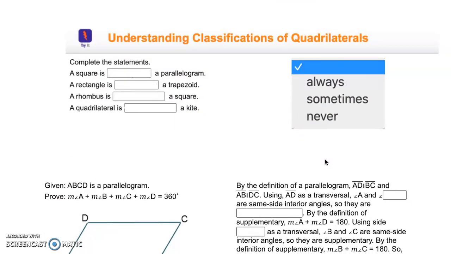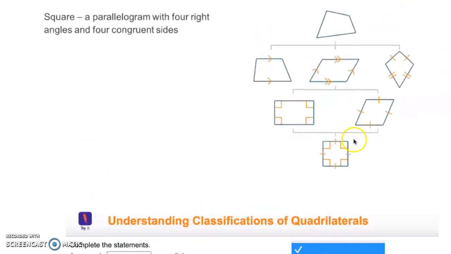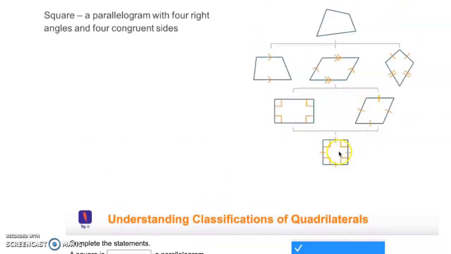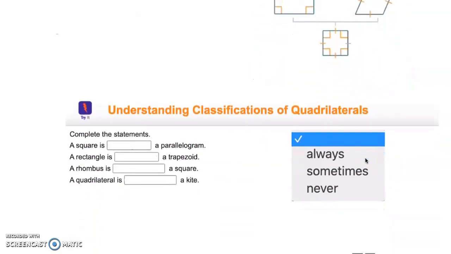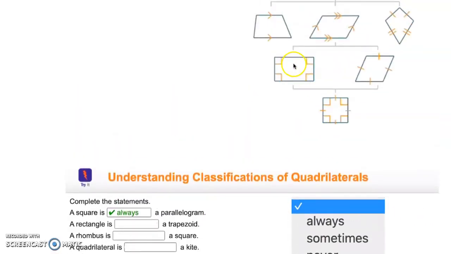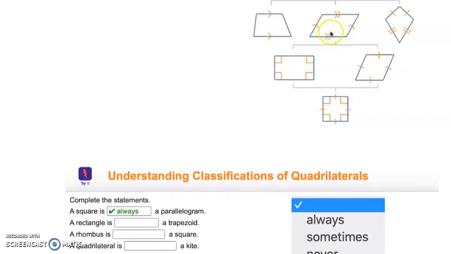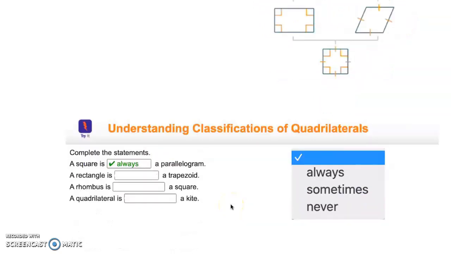So let's take a look at this. Understanding the classification. We're going to write always, sometimes, or never for these statements. A square: is it always a parallelogram, sometimes a parallelogram, or never a parallelogram? Well, we can look underneath here, and it falls underneath this parallelogram umbrella, so it is always a parallelogram. What about a rectangle? Is a rectangle ever a trapezoid? No, because it's part of the parallelogram family, so it cannot be part of the trapezoids. Never a trapezoid.